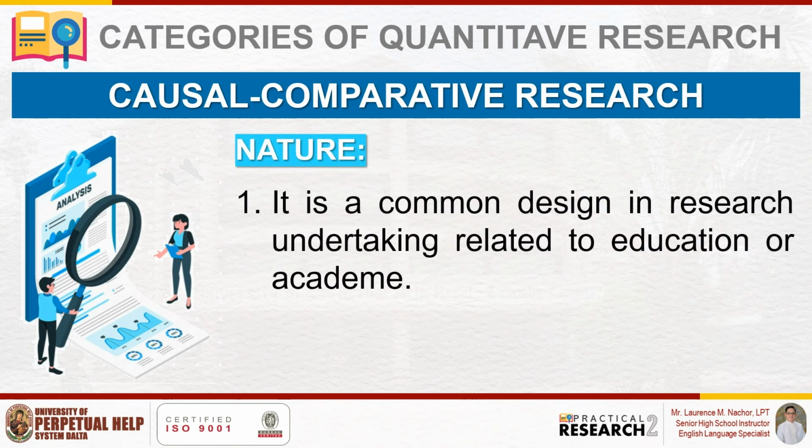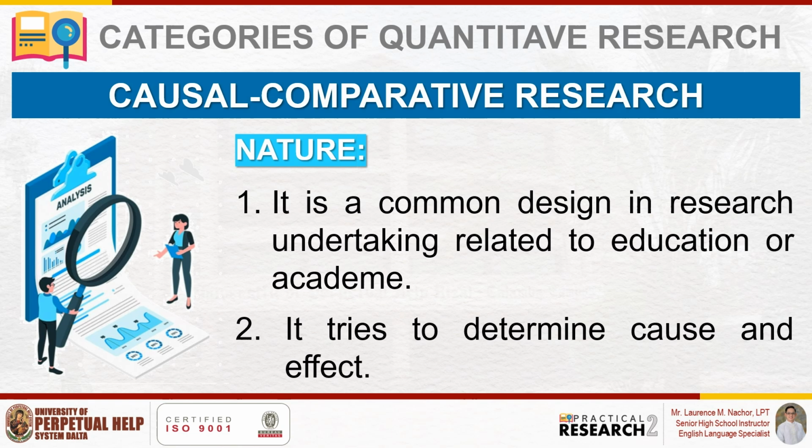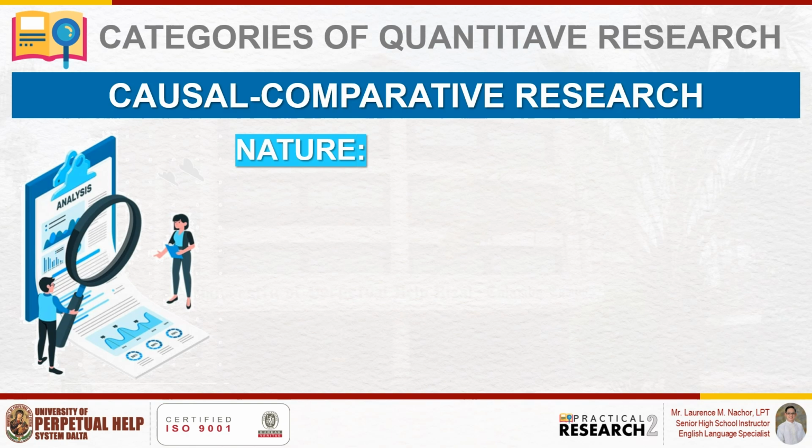Okay, so here, let's come now to the nature of causal comparative research. The first one is, it is a common design in a research undertaking related to education or academia. It pursues to find associations among variables. And another thing, it tries to determine cause and effect. So we already knew it. We already presented this.